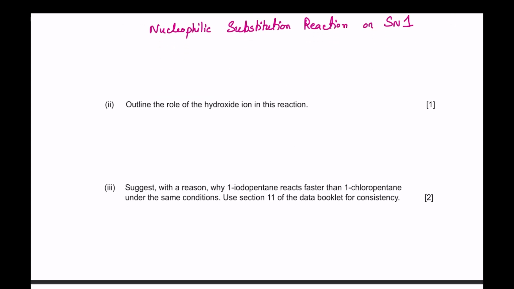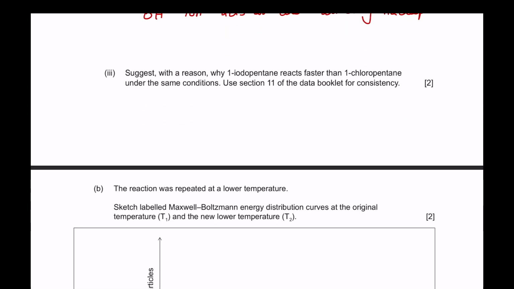State the role of hydroxide ion. So hydroxide OH minus, as it has a negative charge on itself, is a nucleophile. The OH minus ion acts as the attacking nucleophile. Yeah, that's the correct answer to this question.